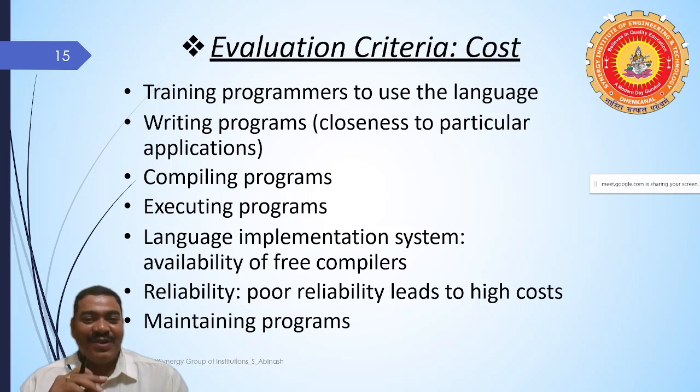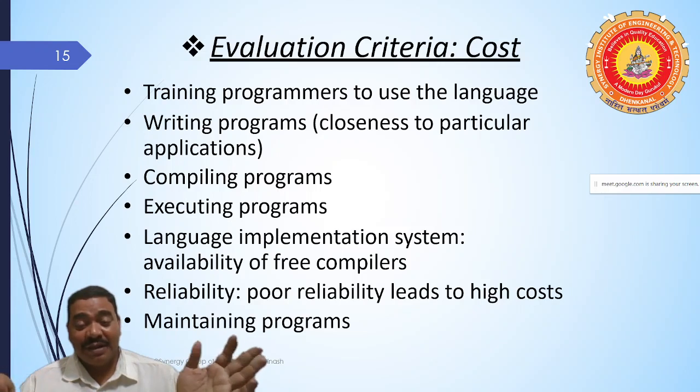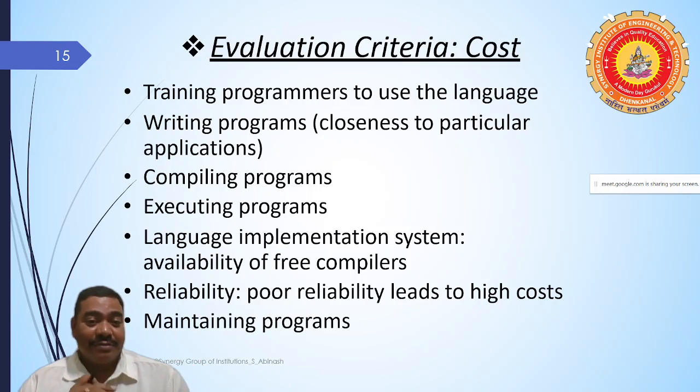So how about closeness to a particular application? That means the programming language you have selected, right? You are designing the program for a particular application domain. How closely will you achieve the results for that application? So for satisfying all these problem statements, there are compiling of the programs, executing of the programs, and the language implementation system.